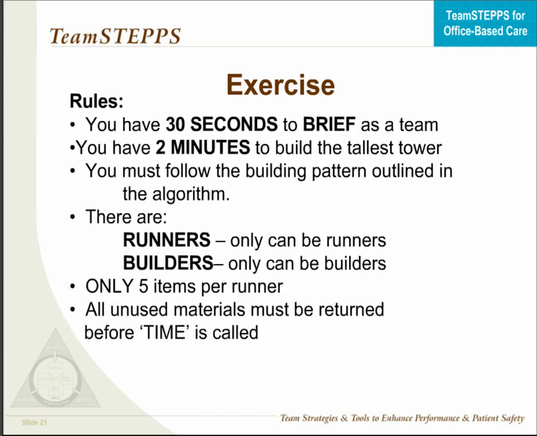The second part of this exercise, again, now we give them 30 seconds to brief. We have 2 minutes to build the tower. They get an algorithm they have to follow, and in that faculty guide, those algorithms will be with you. It'll even tell you how many Legos you need for how many people. Again, going back in, runners can only be runners, builders can only be builders.